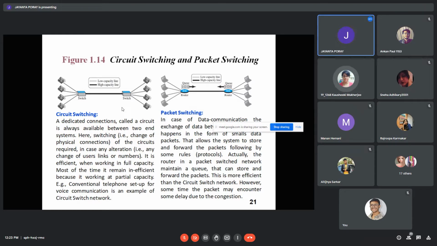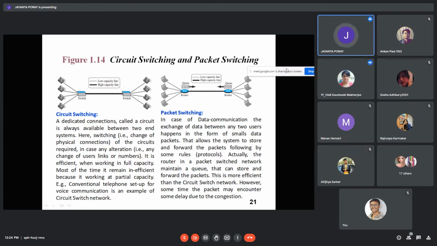Therefore, the... Sir, packet. Yes, Kaushiki. In the packet switching, after that, the exchange of data between that line is not visible because that... Okay. Now it is visible.